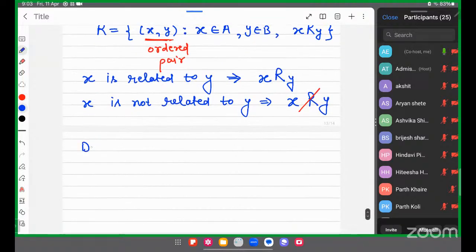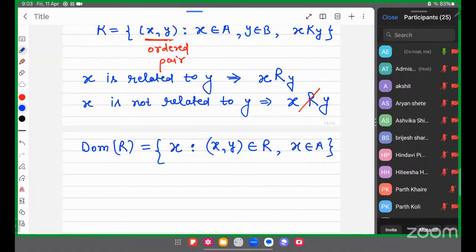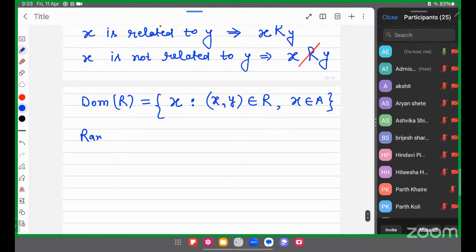Next point is, what is the domain of relation R? Domain of relation R will be the set of values of x such that (x, y) must belong to the relation R and x has to be from set A. This is the domain of relation R. What is the range of relation R? Range of relation R is the set of all elements y such that (x, y) must belong to the relation R and y has to be from set B, right?